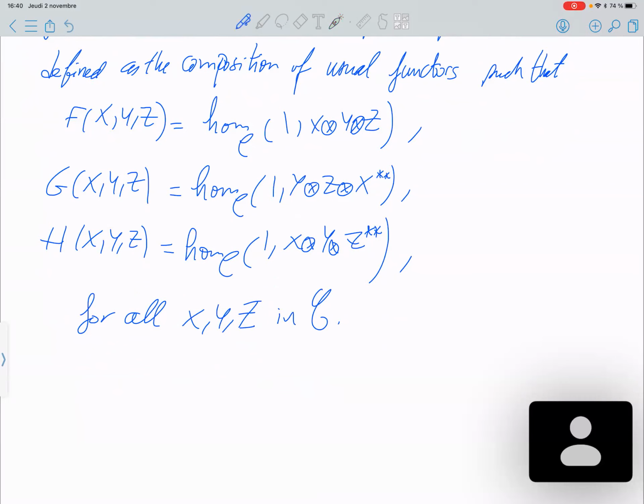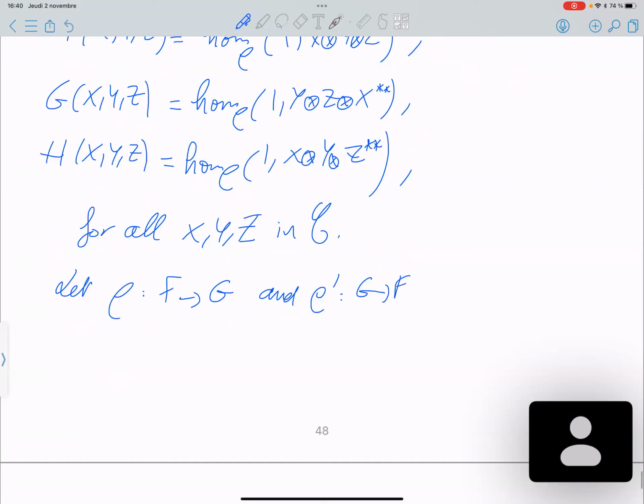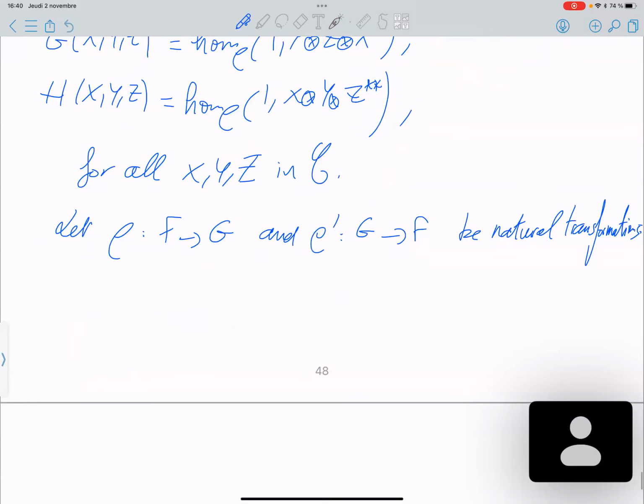Now, the natural transformations. We will define a natural transformation between F and G and one between G and F. Let rho between F and G and rho prime between G and F be two natural transformations defined as follows by the following picture.